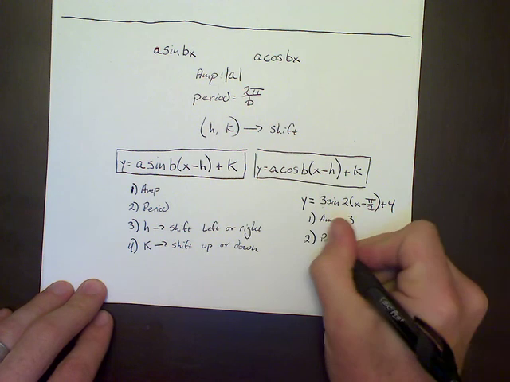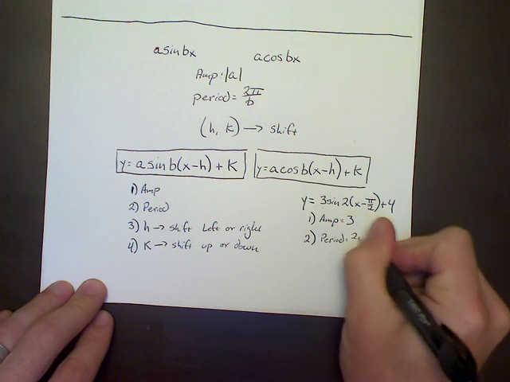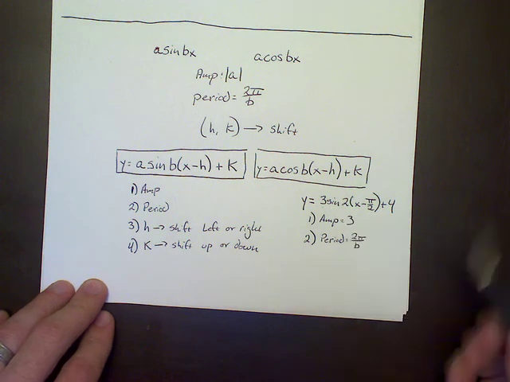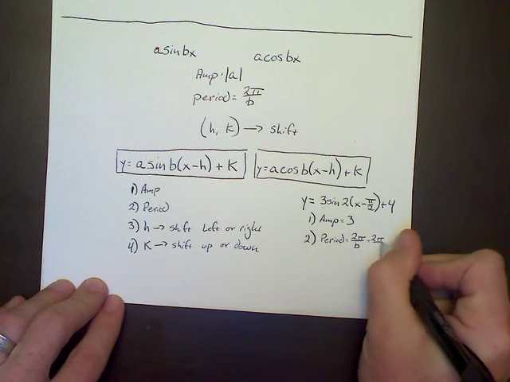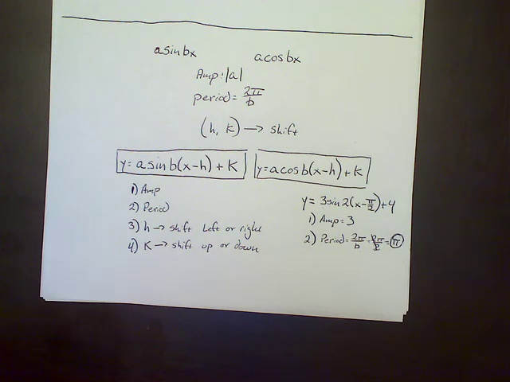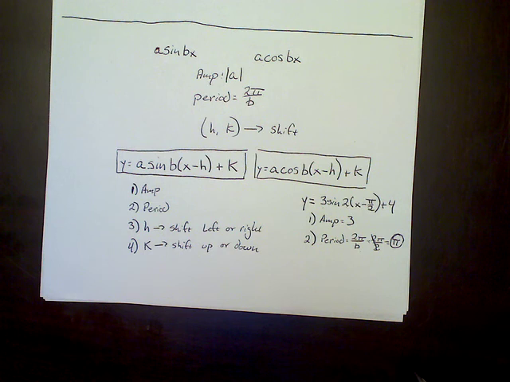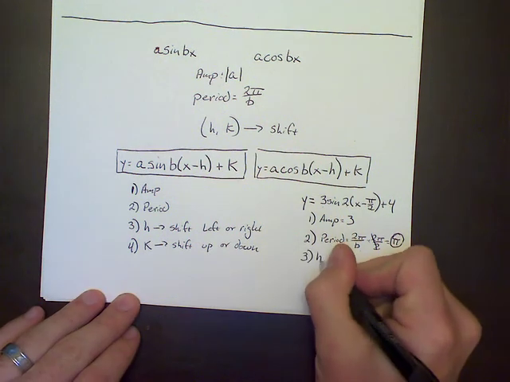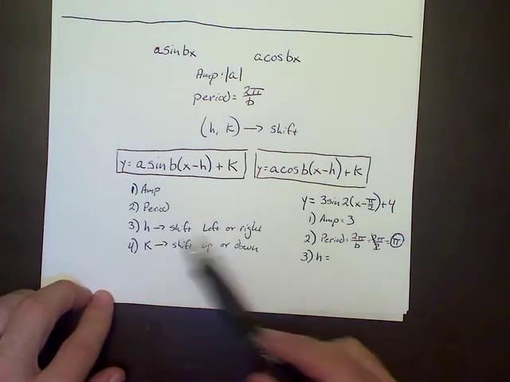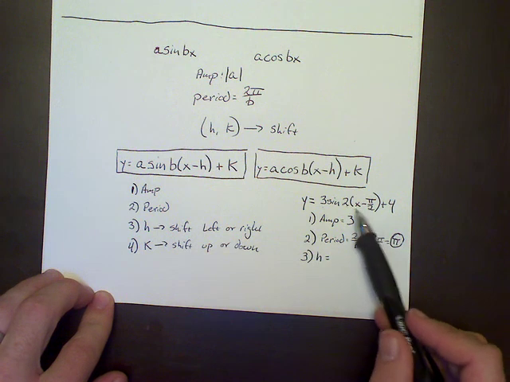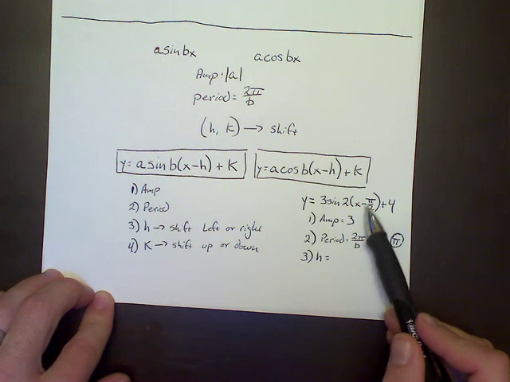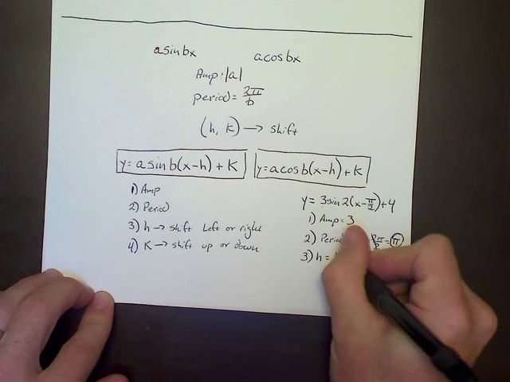The period, remember to calculate that, we need 2 pi over b, and in this case b is 2, so it's going to be 2 pi over 2, which becomes pi. Now we're going to use h. So we want to look for the shift left or right, which if we look at our equation, x minus pi over 2, just like with the conic sections, we take the opposite here. So for h, that's going to be pi over 2.